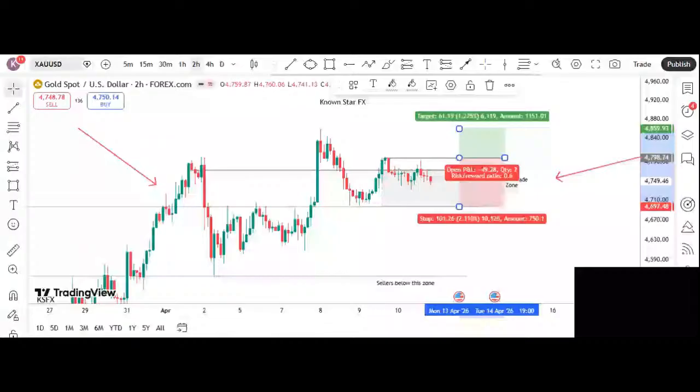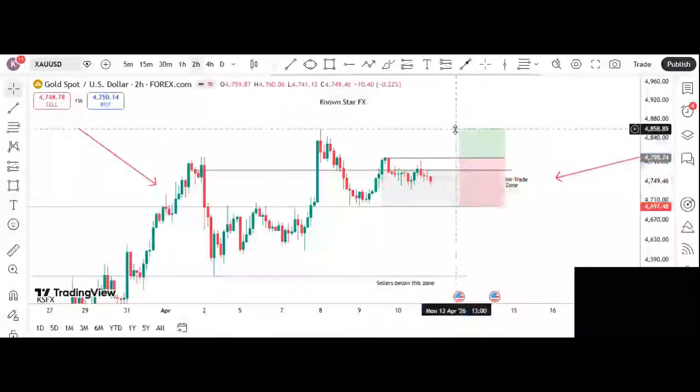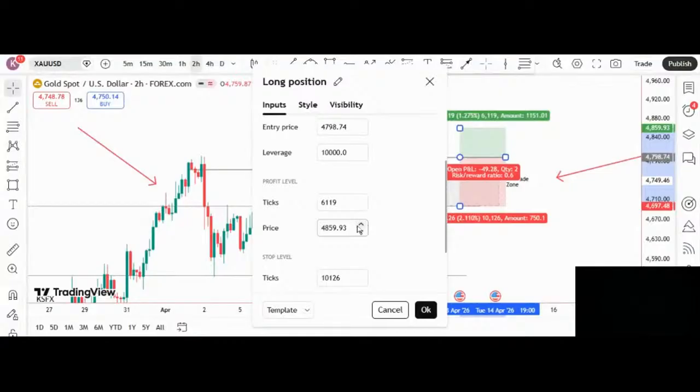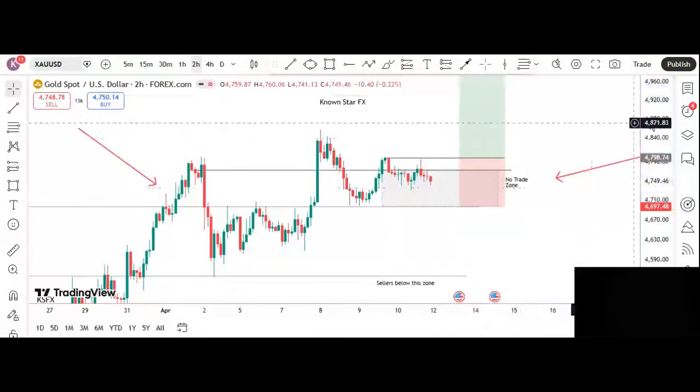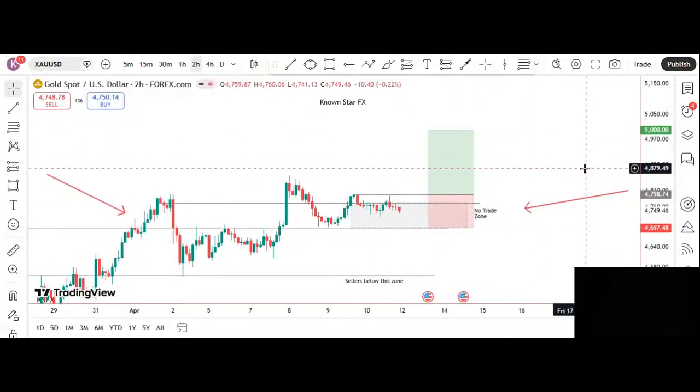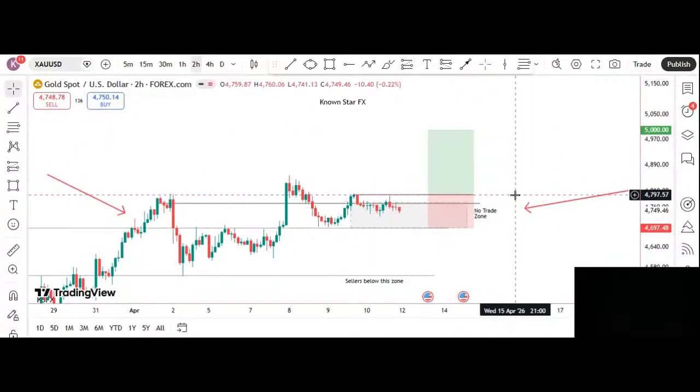And what's the next psychological level that is closer to us right here? We have 5,000, right? It's very possible for gold to get up to the 5,000 price level this week. Possibly, right?